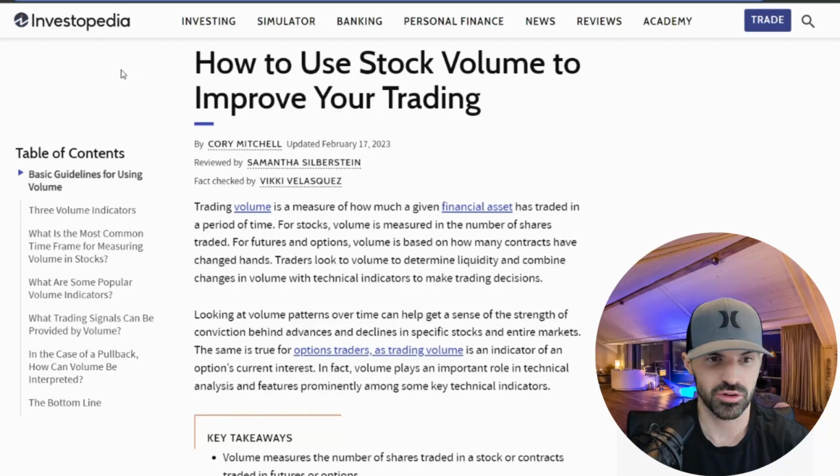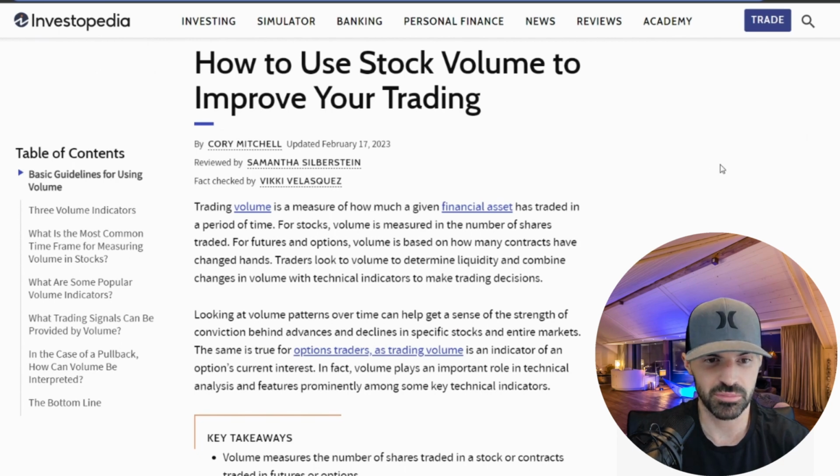This is from Investopedia. This is a very helpful website to break down each indicator. So you can refer to this website whenever you want to find out how to use an indicator. So, how to use a stock volume to improve your trading.